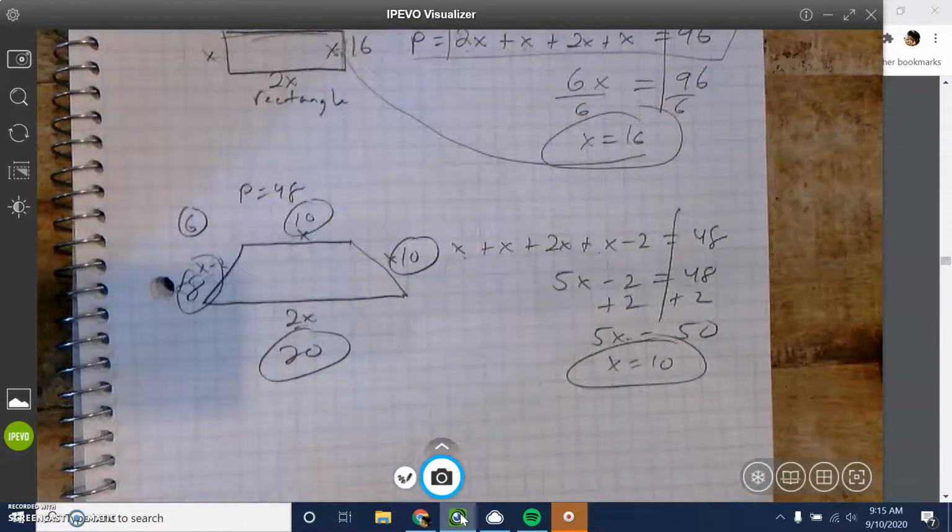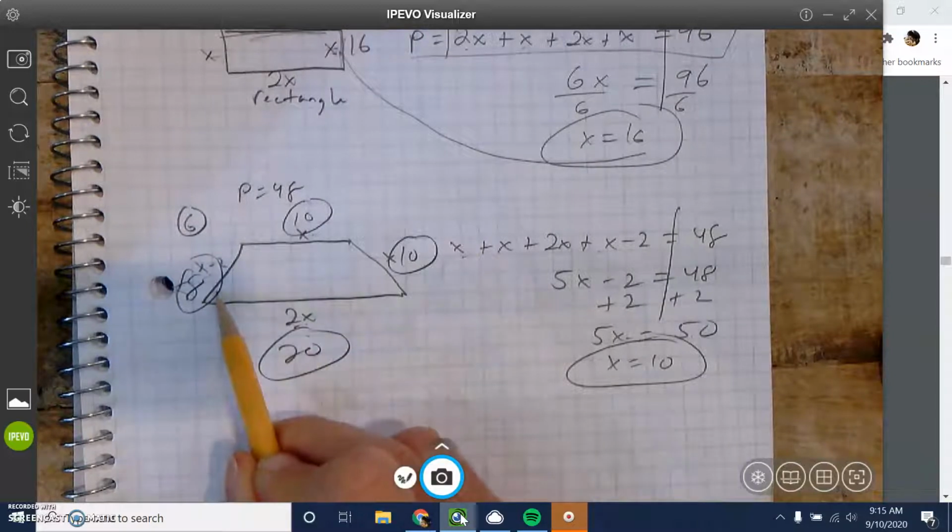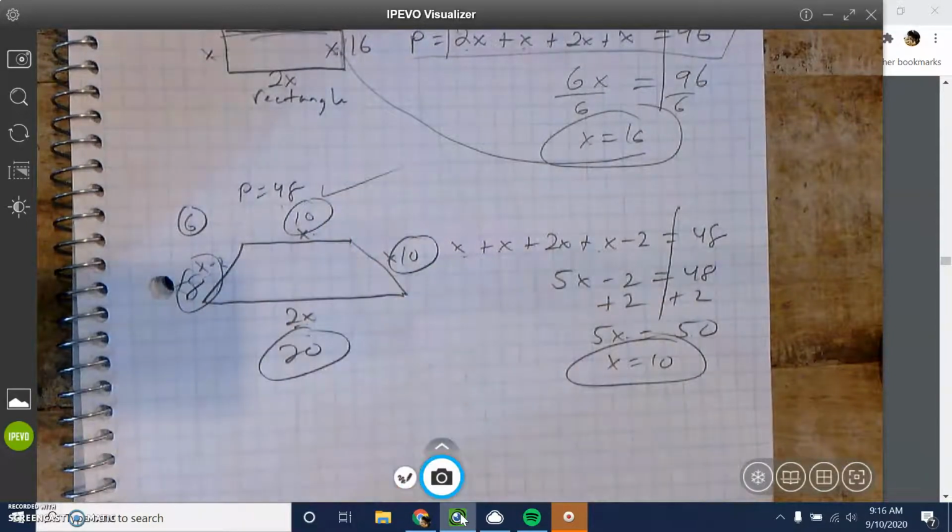There you go. Add those up. 10 plus 10 is 20. Plus another 20 is 40. Plus 8 is 48. Checked it. Got it. Good work, everybody.